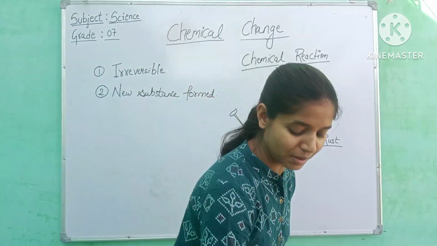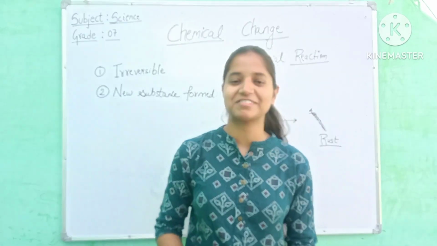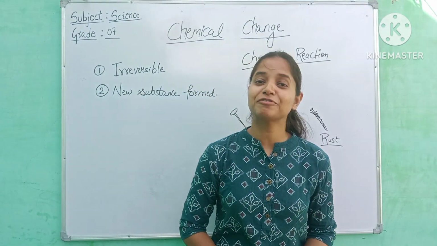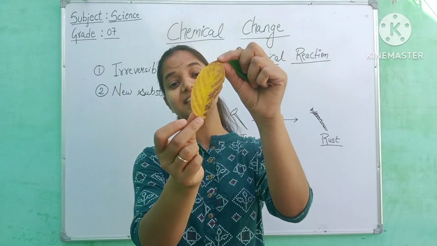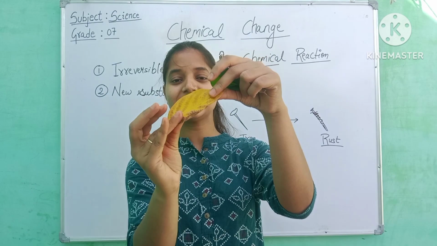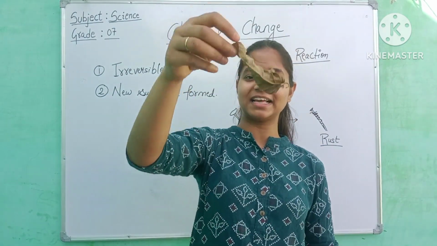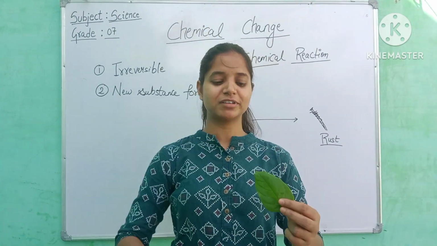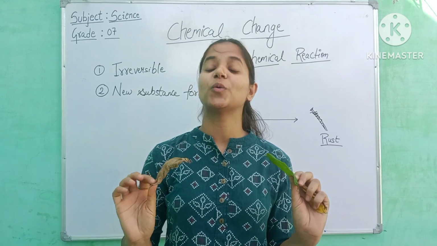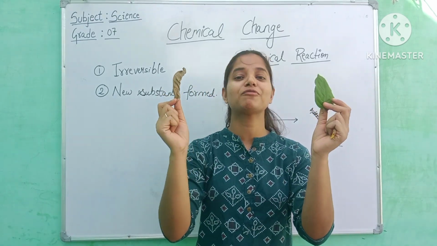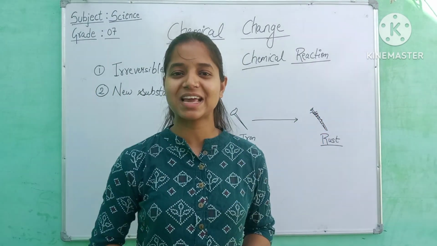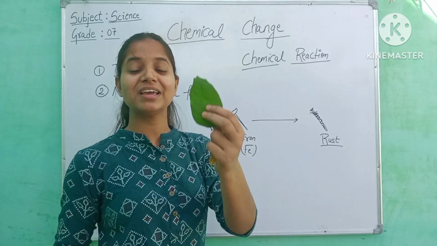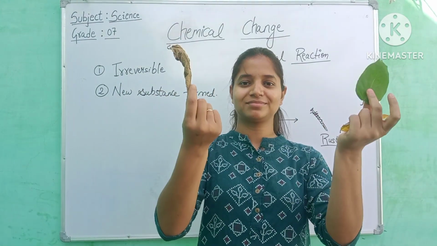Okay, see another example. Have you seen a leaf? Of course you must have seen. In the starting the leaf is of green color like this. But after a few days the green leaf is converted into yellow color, right? And after a few more days the leaf is converted into brown color, right? So if you want this type of leaf to be converted back into this type of leaf, is it possible? No, it is not possible. So this is an example of what? Chemical change or physical change? Of course, chemical change, because it is irreversible. You cannot reverse this to this. And a new substance is formed. You can see.